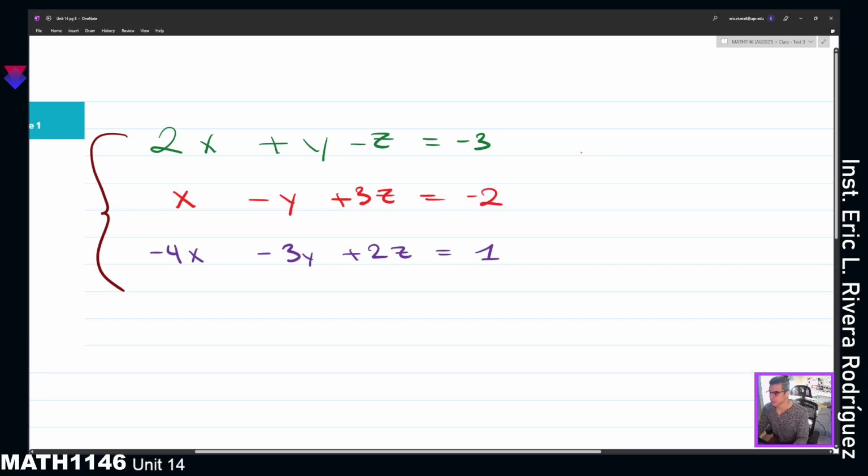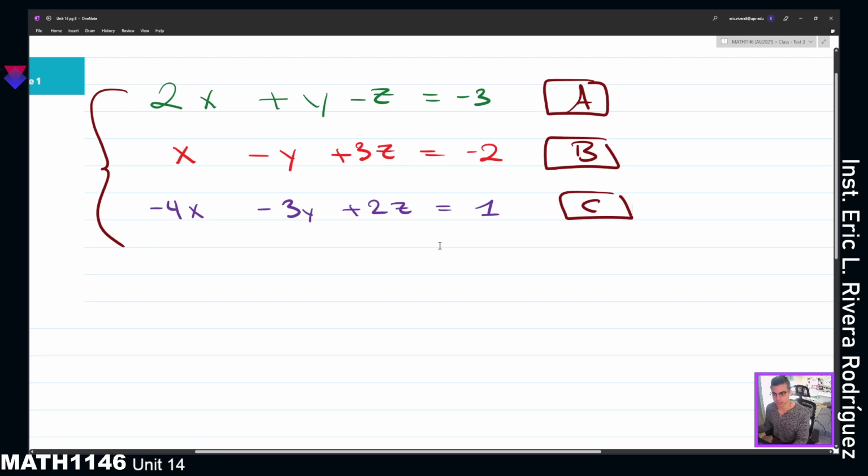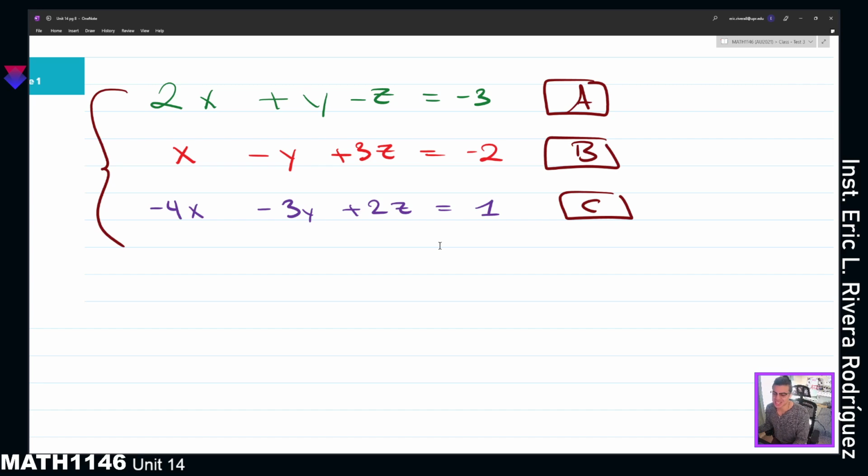First thing that I'm going to do, I'm going to name my equations. And here, naming my equations is going to be important because now we are going to start working with 3 different equations at the same time, and things are going to get confusing. Okay, solving this system and turning it into a triangular shape is not going to be easy.